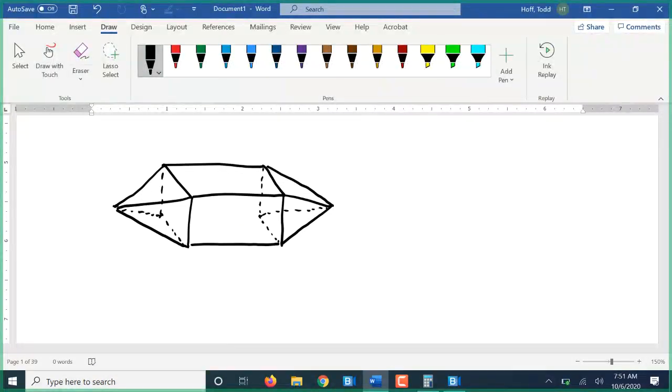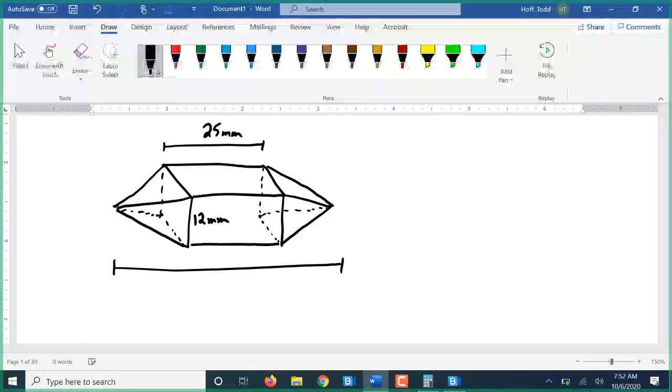So we have a box here with a pyramid on each end. We're going to go 12 millimeters of width here, 25 millimeters on the length of our box, and we are assuming that this is also 12 millimeters here.